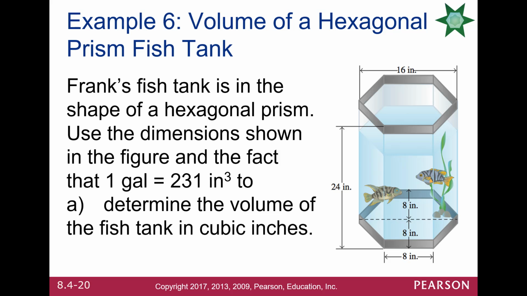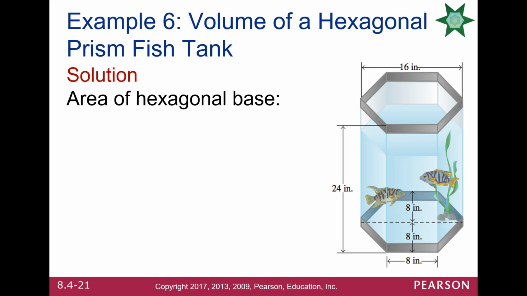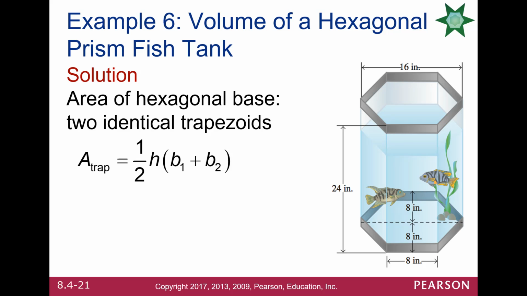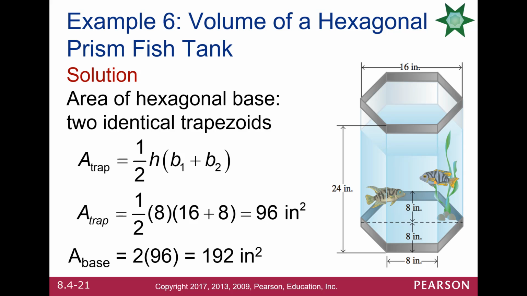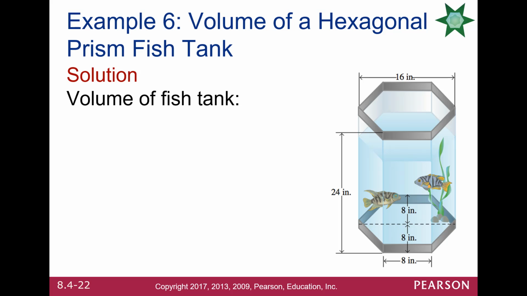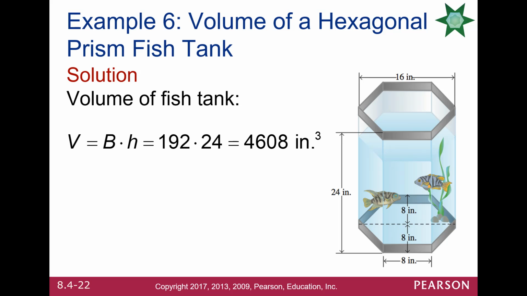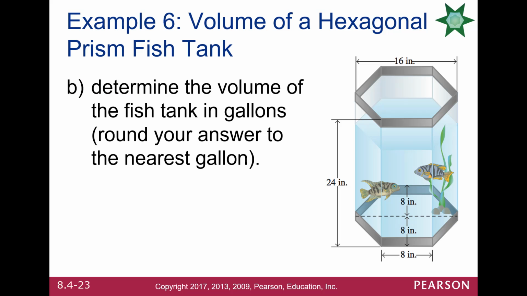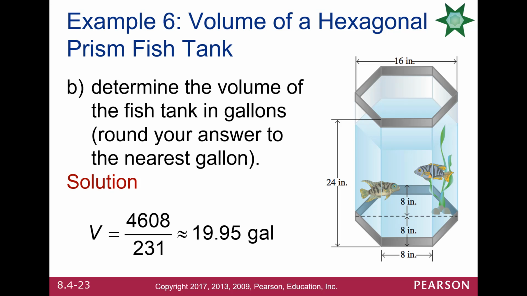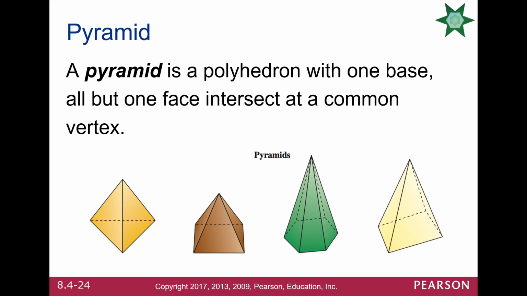And so you can do something like find the volume of a hexagonal prism fish tank. So they're showing you here how if you divide that base, it's 2 trapezoids. You find the area, you double it, so it's 192, and then you're going to multiply it by the height, which is 24 inches. And so we had the value in cubic inches. Now we want to know how much water that can hold. So we find out that it's just about 20 gallons.